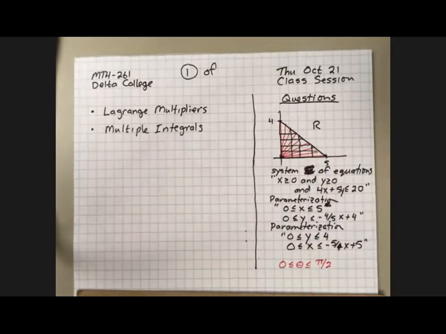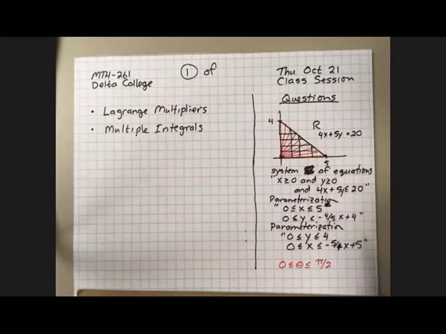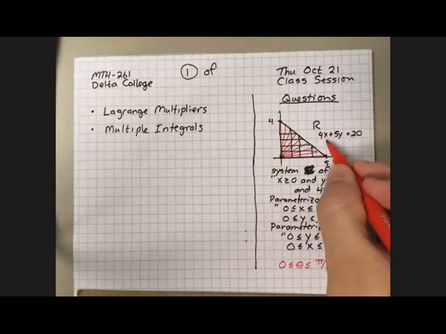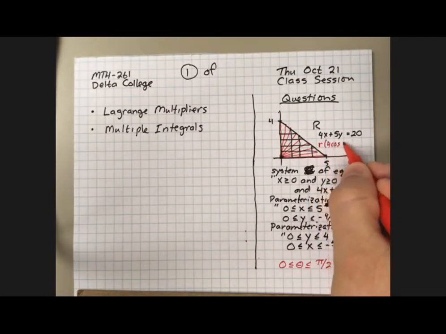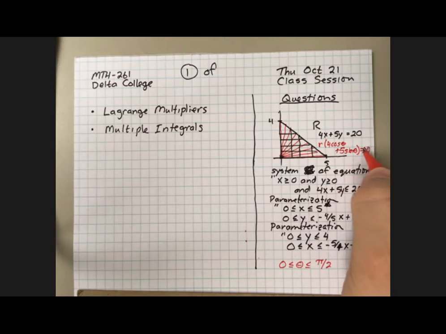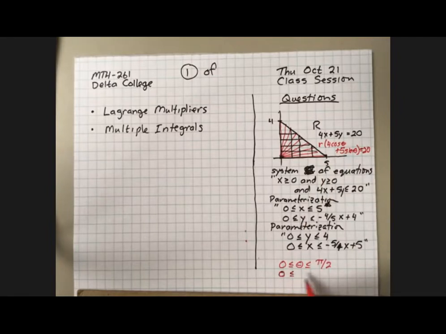I could still use this equation, 4x plus 5y equals 20, because I can write that equation in terms of x equals r cosine theta, y equals r sine theta. I'd factor out the r. I'm writing too small here, acknowledge that. But this gives me a description of r in terms of theta. So I could run r from 0 to this line, and this line is described as 20 divided by 4 cos theta plus 5 sine theta.